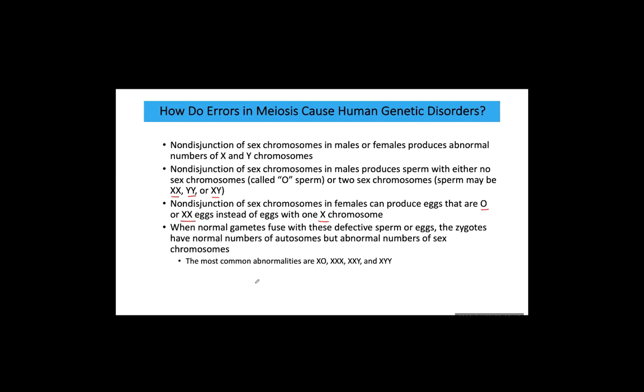So a normal female egg should have one X chromosome, but sometimes some eggs have two, XX, or some eggs do not have even a single X chromosome. When a normal gamete fuses with these defective sperm or eggs, the zygote has a normal number of autosomes but an abnormal number of sex chromosomes, because the problem occurs on the sex chromosome, not on the autosomes. The most common abnormalities are XO, XXX, XXY, and XYY.